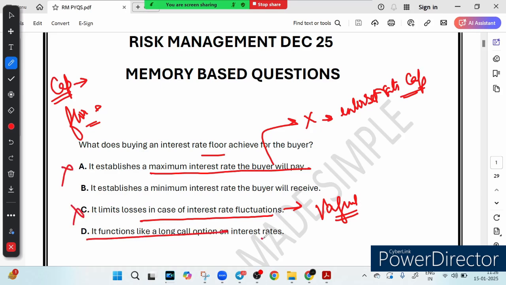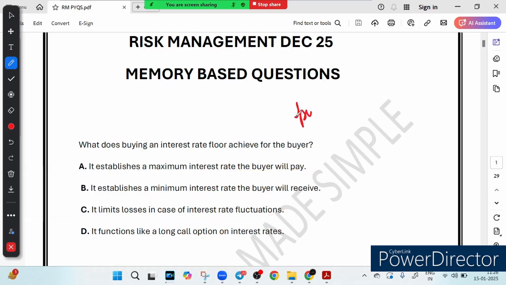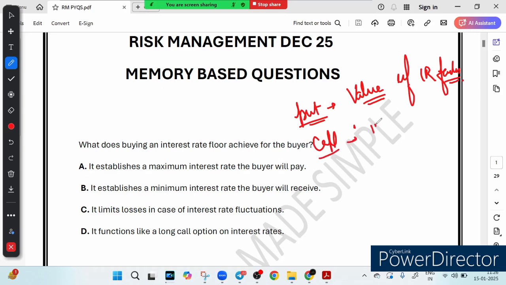And option D says that it functions like a long call option on interest rate. This is incorrect because a floor functions like a long put option, not a call option. You know the difference between a put option and a call option, right? A put option provides value when prices, or in this case interest rates, fall. On the other hand, a call option provides benefits when interest rates rise. So associating a floor with a long call option is a misunderstanding.